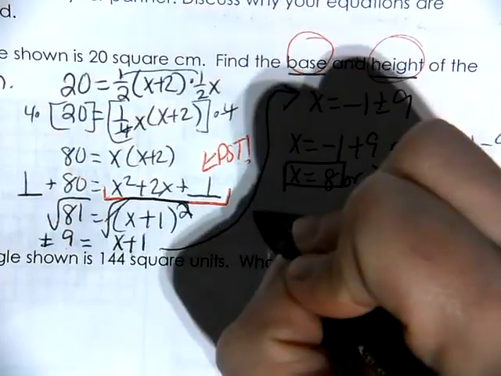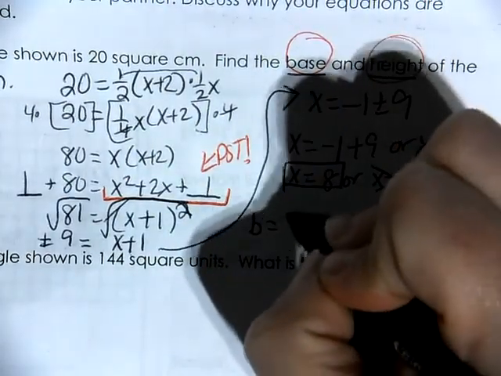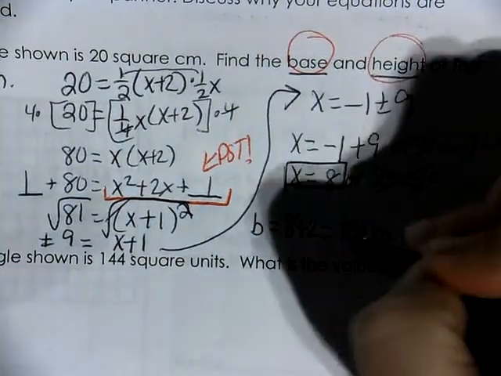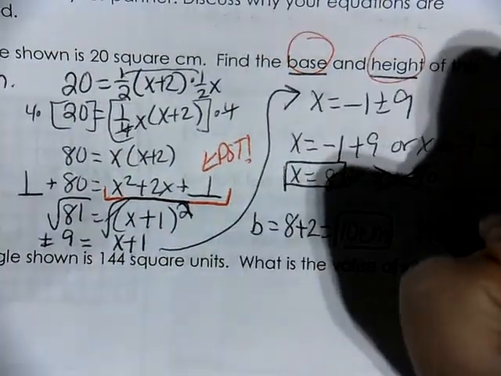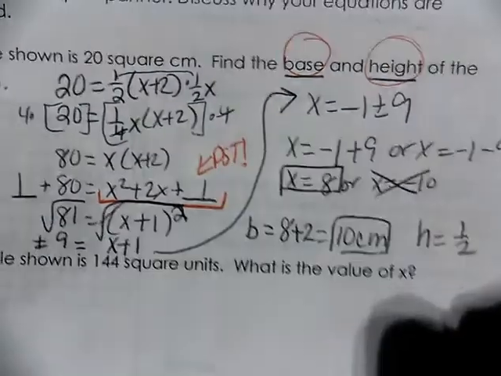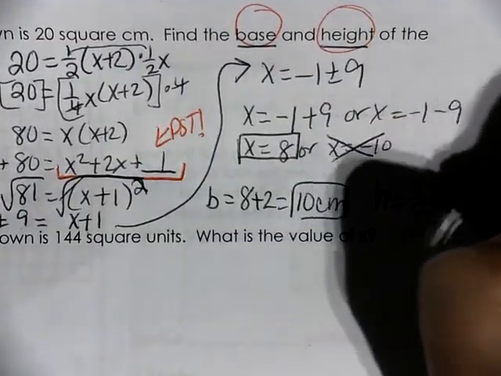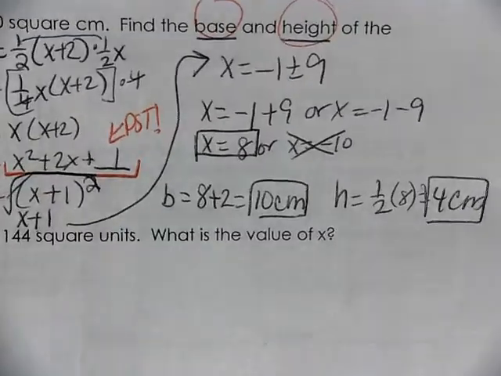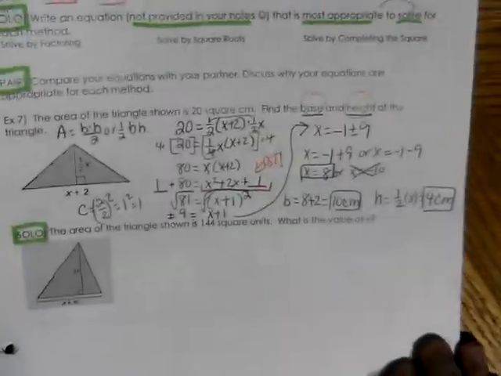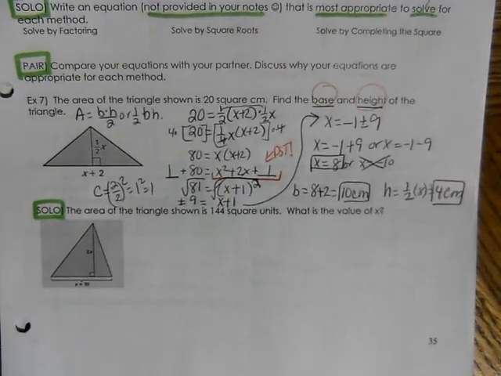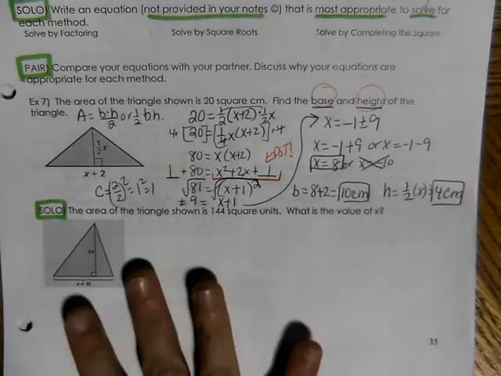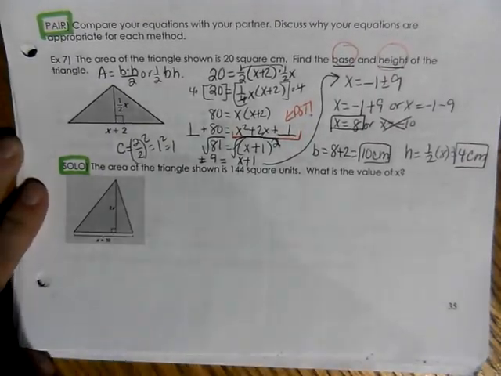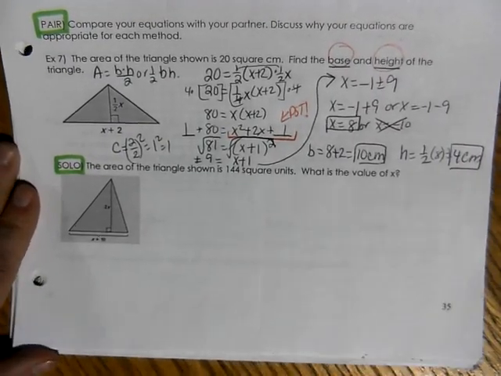So our base, that was equal to x plus 2, so that's 8 plus 2, which is 10 centimeters. And our height, that was equal to 1/2 times x, so that's 1/2 times 8, which is 4 centimeters. And we were able to identify the base and height of this triangle using the completing the square method. The next question is a solo question that you're welcome to get started on now, or you can talk about it when we get together in class.